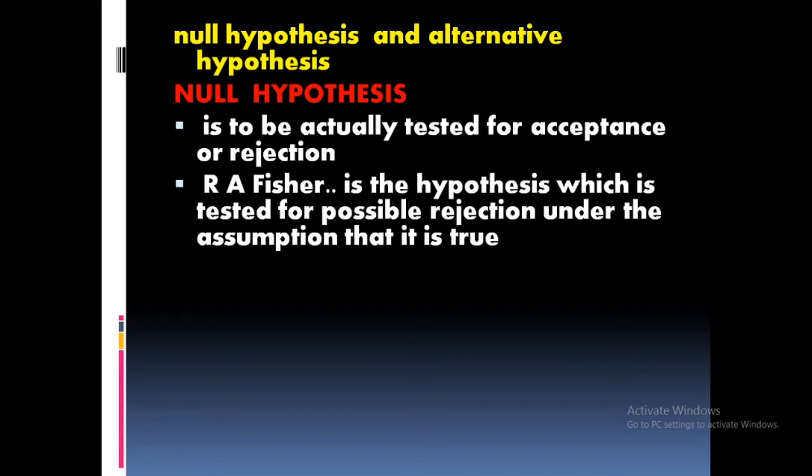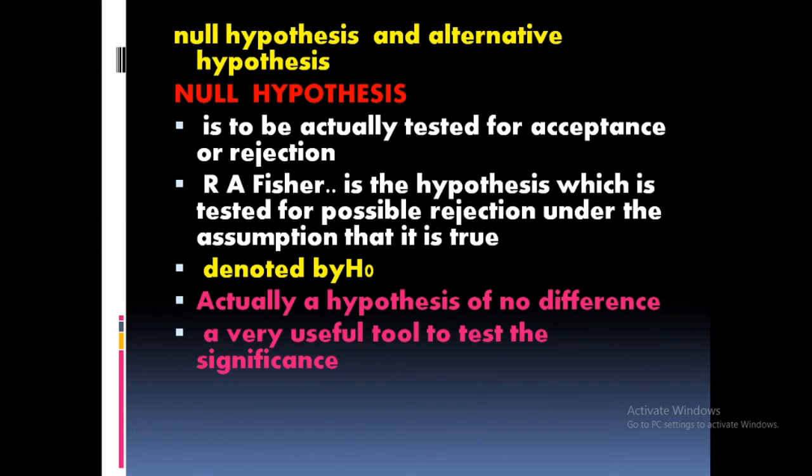For applying a test of significance, we first set up a hypothesis, and that hypothesis is actually a hypothesis of no difference. That is known as the null hypothesis. It is denoted by H0. Null means 0. Actually what we are setting is a hypothesis of no difference.